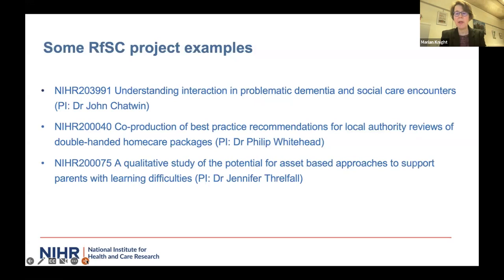that might be very familiar to some of the issues that you are dealing with in your research. So understanding interaction in problematic dementia, co-production of best practice recommendations, and a qualitative study of the potential for asset-based approaches to support parents with learning difficulties. And we certainly frequently see in our qualitative research focus on some of the most vulnerable groups that we are dealing with in health and care.